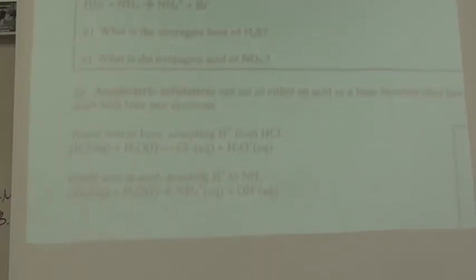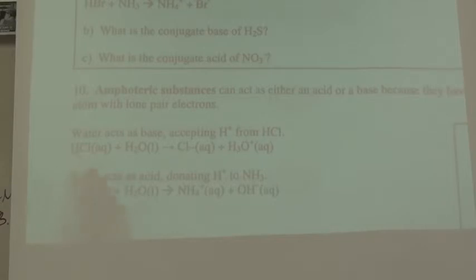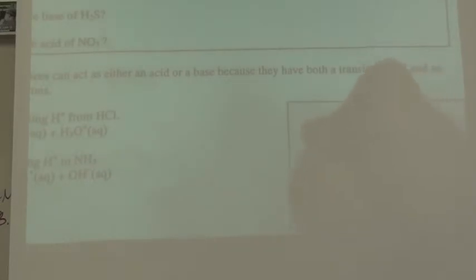Here is water acting as a base. HCl is donating its proton to water. The conjugates would be Cl and the hydronium ion. Here's the other way. Ammonia is acting as the base and water is donating a proton, leaving NH4 and OH. Here is another amphoteric compound.